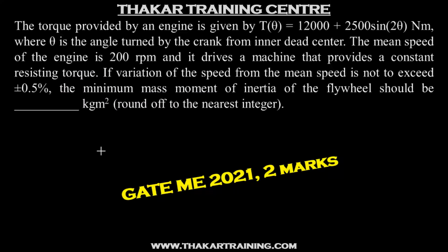This question was asked in GATE 2021 for 2 marks. The torque provided by an engine is given by T(θ) = 12,000 + 2,500 sin 2θ in Newton meters, where θ is the angle turned by the crank from inner dead center.